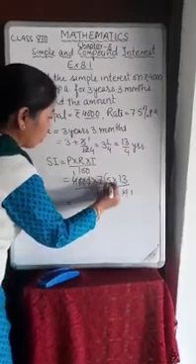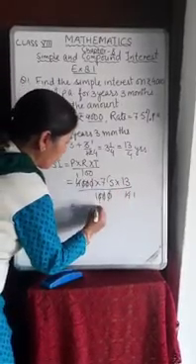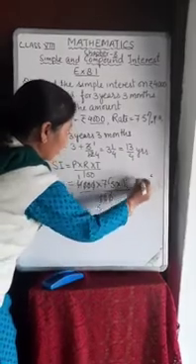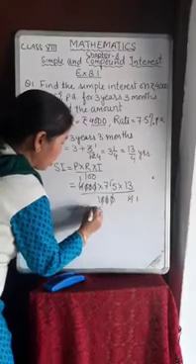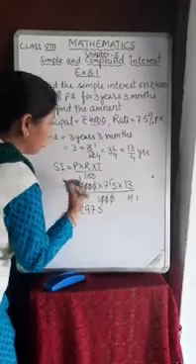Now what we have to do? We have to multiply 75 by 13. 13 5s are 65, carry 6. 13 7s are 91 and 6 is 97. So this is the simple interest.